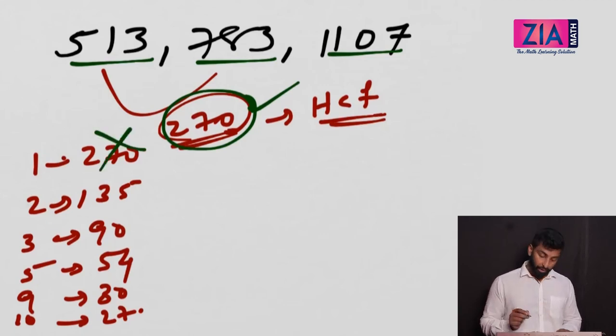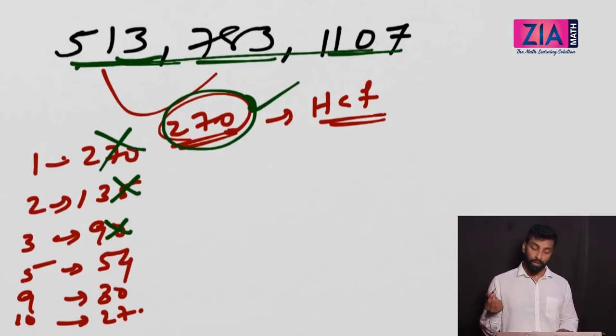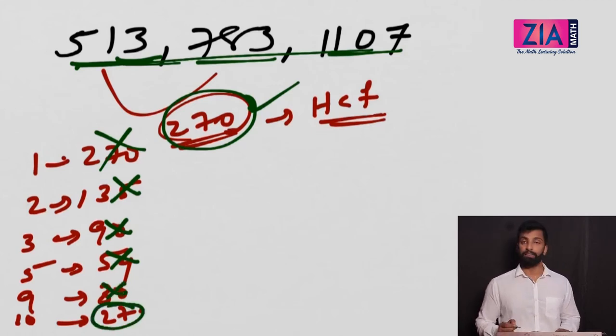Then what do you need to do? You need to check for 135. The moment you see this is 5 and these are 3 and 7, this possibility is also ruled out. You cannot divide by 90. You cannot divide by 54 also because it's an even number and all three are odd. You cannot divide by 30 also. Now you need to check for 27.